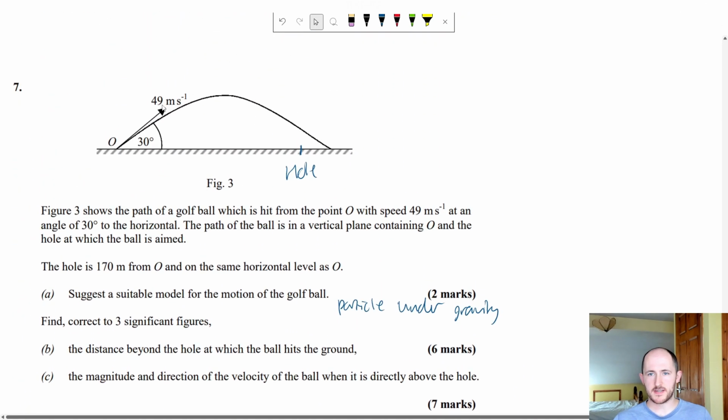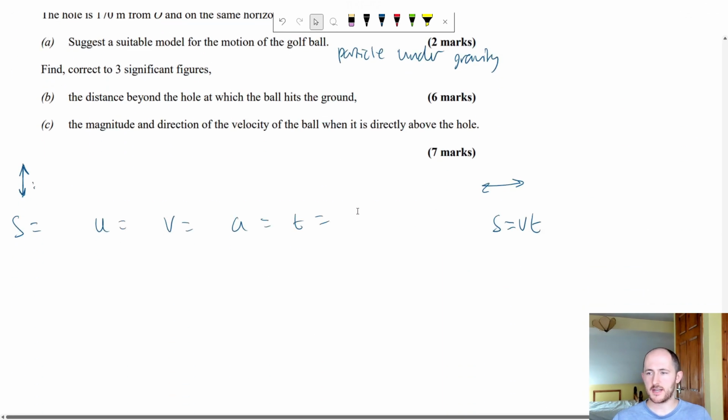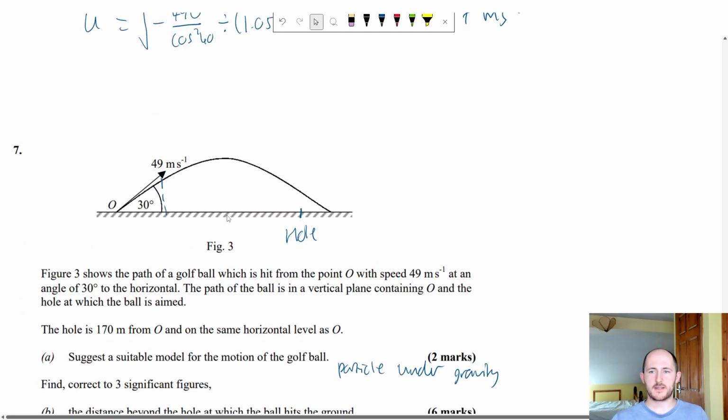Now, we want the horizontal distance that this ball travels. We have the velocity, it'll be 49 cos 30. But we need the time. We don't know the time yet. So that means we must be trying to find the time from this one over here. Once again, I'm going to take to the right as positive. I'm going to take upwards as positive.